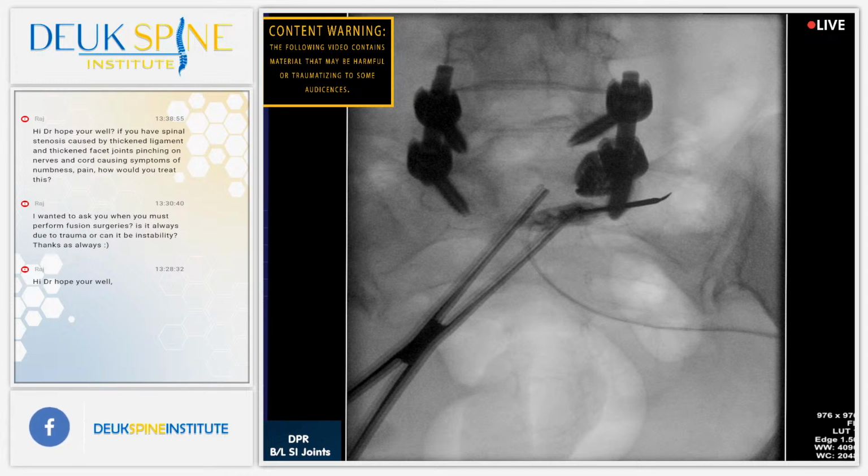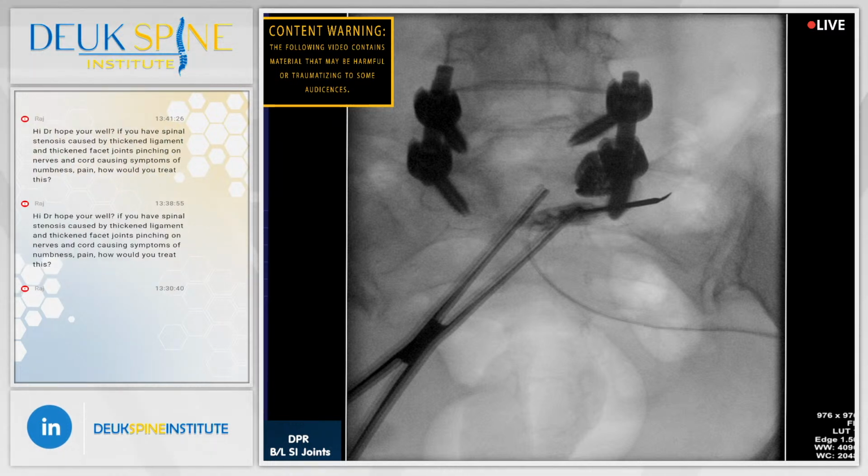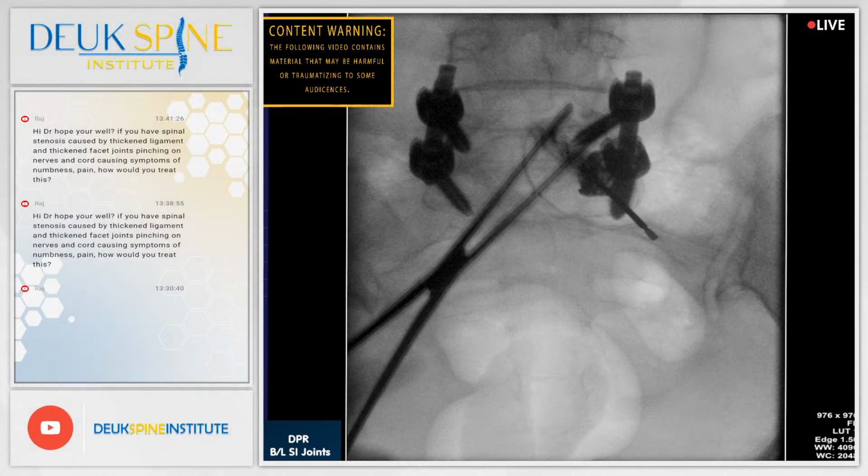Okay, great. So, Raj, that requires a fusion. That would require an osteotomy to remove the thickened facets. I cut them out. And to remove the thickened ligament, and then to fuse it. That's what I would do. I would not use laser surgery. It won't work. Not for that.